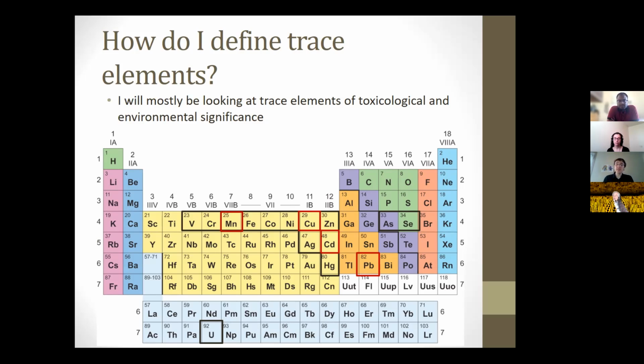So I've outlined some of the elements that I typically study. And then I've highlighted in red four that I'm going to focus on for this talk, just because it's going to be too much to talk about all of them. If you read my work, you'll see that I get into the nitty-gritty detail on several other elements, but I'm going to focus on manganese, copper, cadmium, and lead in this talk.